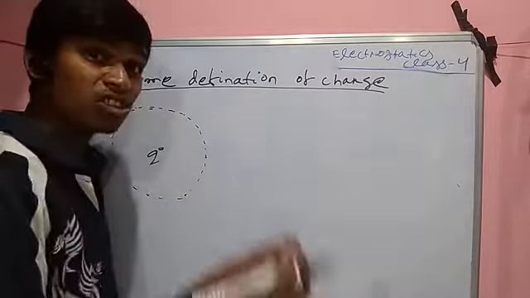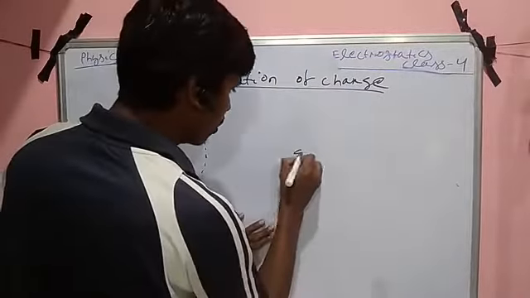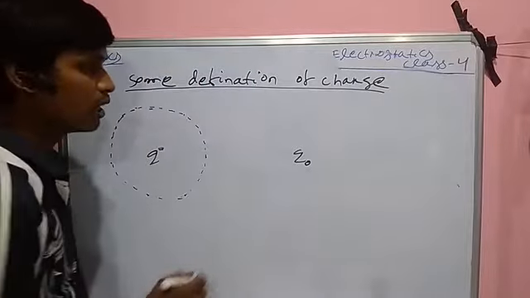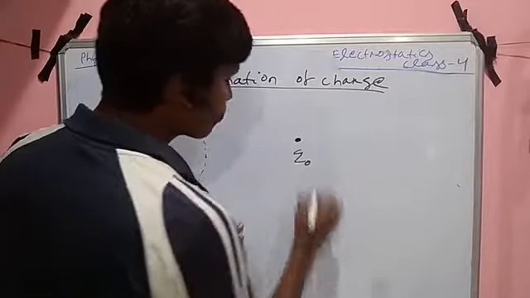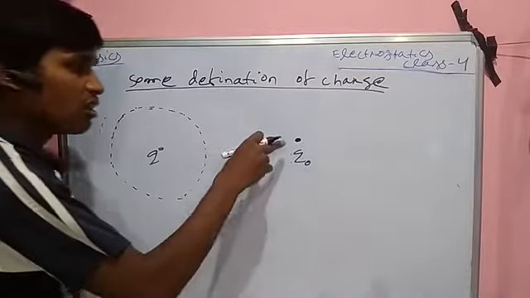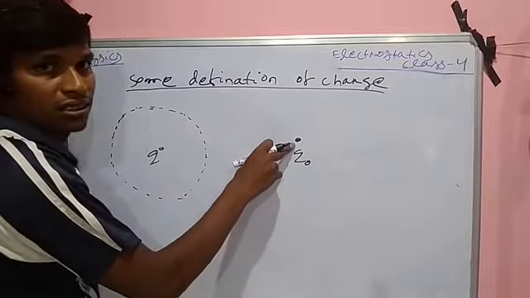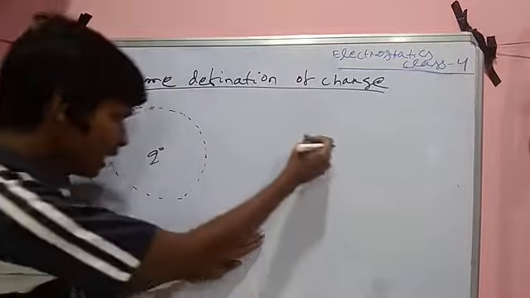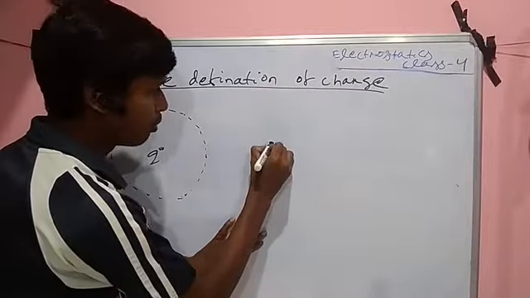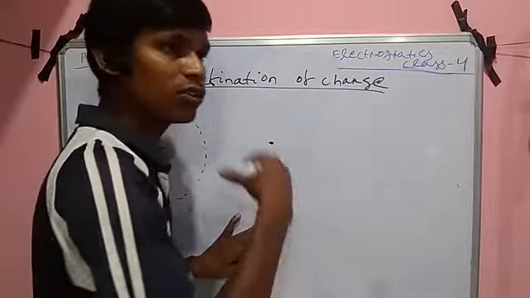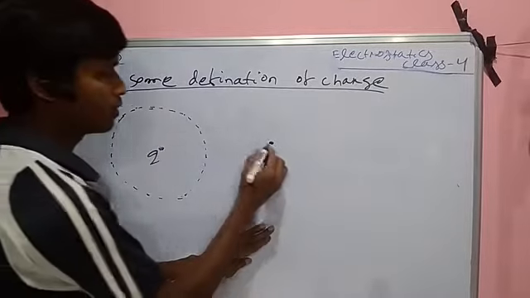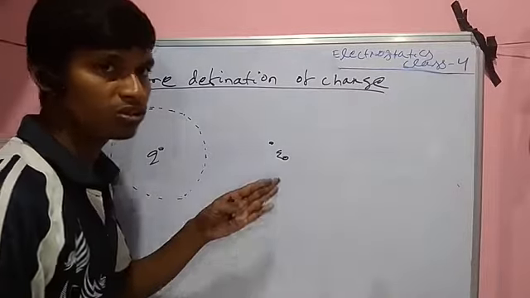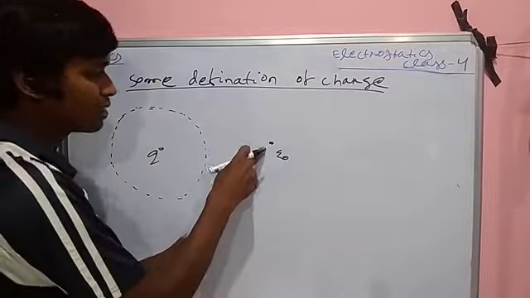Suppose another small value of charge is named Q0. Q0 charge is present here, but it does not affect this charge. Suppose this charge is brought nearer to this charge. Suppose the point is brought near to this point. That also does not affect this charge.